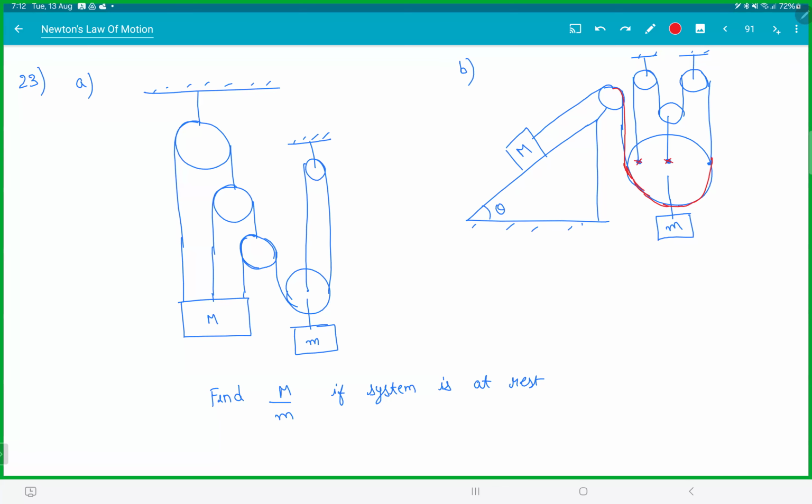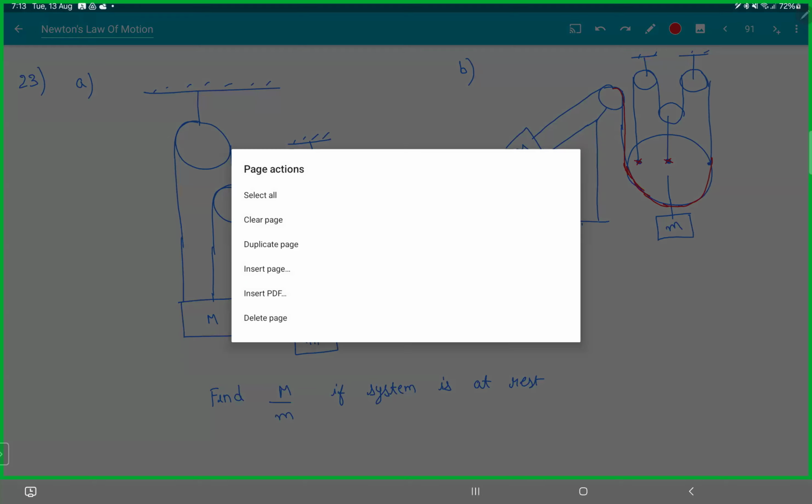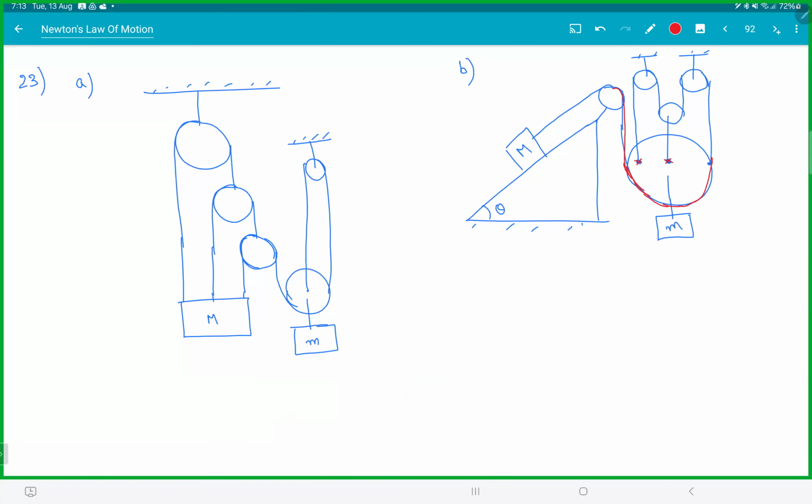Let me show the first one. So let's start from anywhere. I will take this as tension T. You can take any string as T, it doesn't matter. In the end, that is a ratio, it will get cancelled out. This is also T, this is also T, and this is small mg.